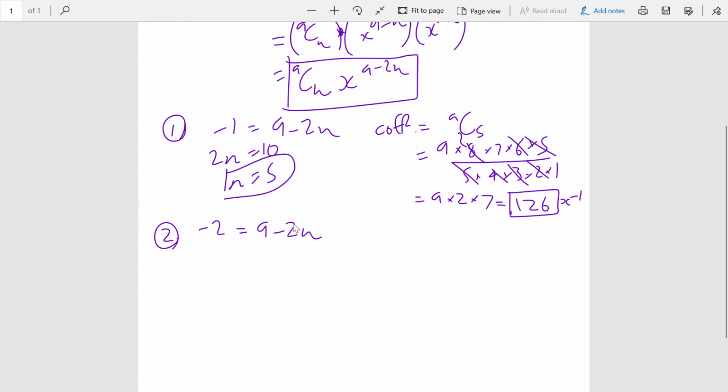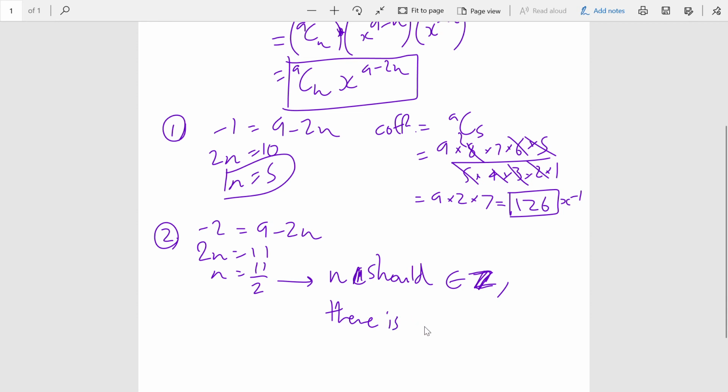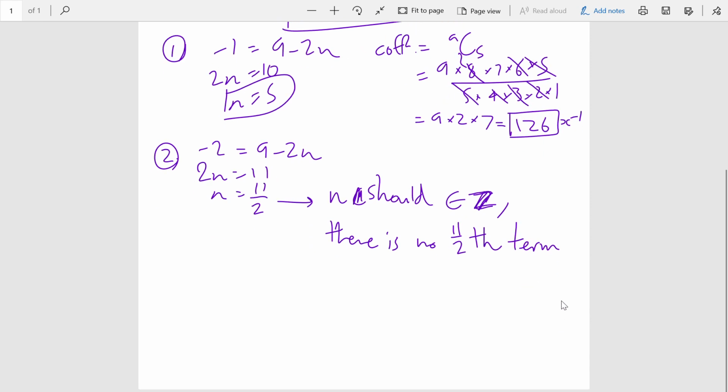And we can demonstrate this. If we make negative 2 equal to 9 minus 2n, and this of course means that 2n is 11, n is 11 over 2, you would say that since n should be an integer, in the integer set Z, there is no 11/2th term of the series. Therefore, the coefficient is 0.